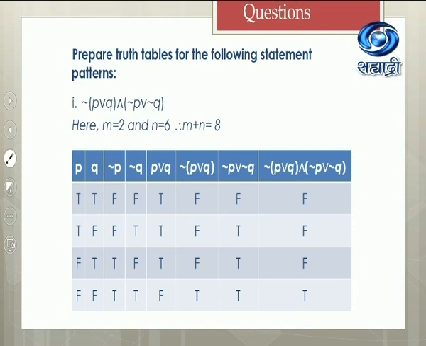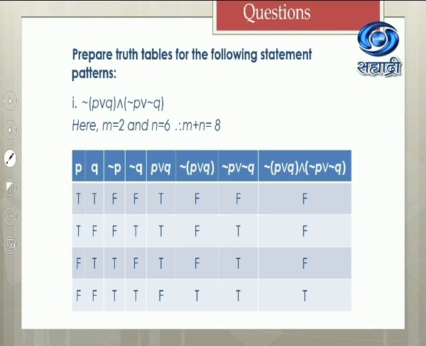Negation of P and negation of Q will be false, false, true, true, false, true, false, true. So observe your statement pattern. Whatever is required, one by one you are going to put it. Now negation P, negation Q were required. Now P or Q is required. So first we will make the P or Q column. P or Q column is what? If both are true, then it is true. If one is also true, then it is true. Only if both are false, then it is false. So true, true, true, false.